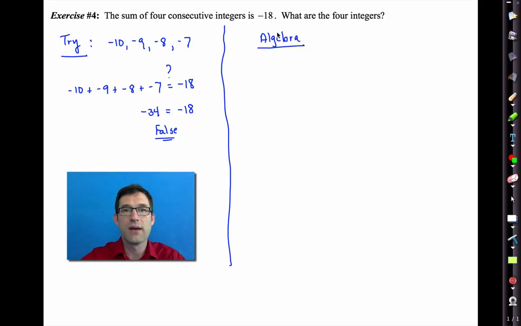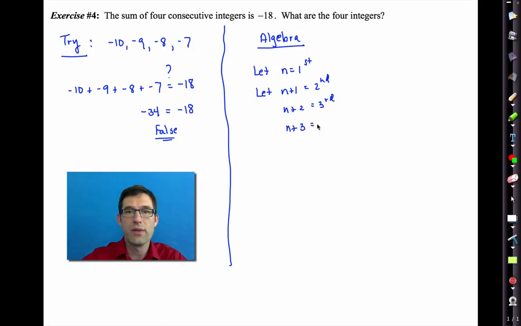All right, but here comes the algebra. All right, what do we do? Let's let n be equal to the first. Let's let n plus 1 be equal to the second. n plus 2 be equal to the third. And n plus 3 be equal to the fourth. It's a little weird, I know, because n plus 1 is second, n plus 2 is third, n plus 3 is fourth. But now watch this.